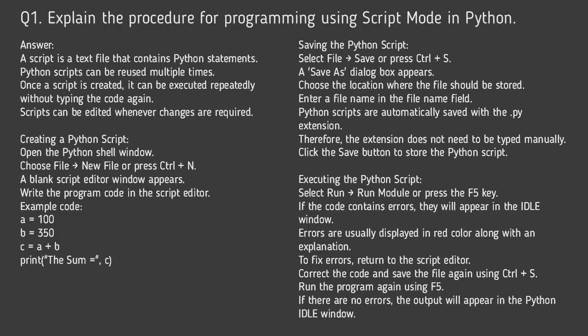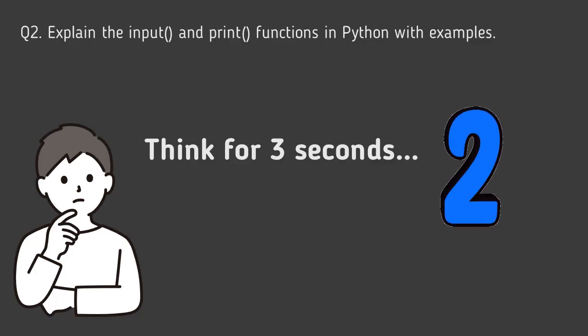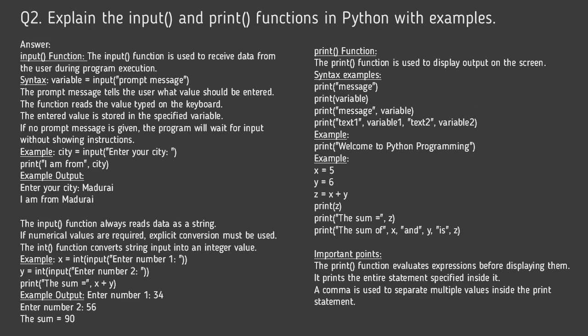In Python script mode, programs are written in a file and saved with a .py extension. The script can be edited, saved, and executed multiple times using the Run Module option or the F5 key. The input function collects data from the user during program execution, while the print function displays results on the screen. Input values are treated as strings and may need type conversion for numeric operations.